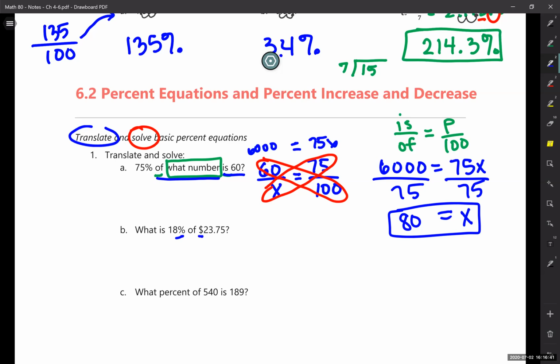So in part B, I don't need to know the percent, but I do have a money problem, so I will want money in the answer. For part C, it's asking what percent, so I will need the percent sign in my answer.